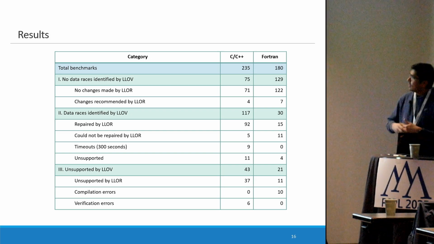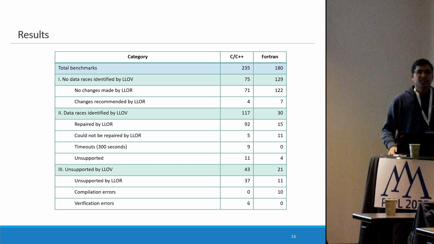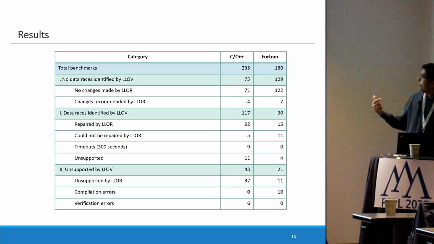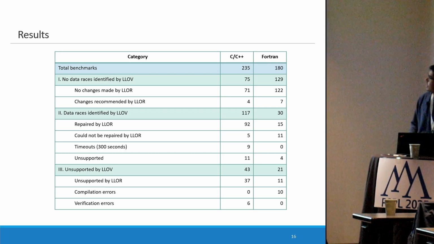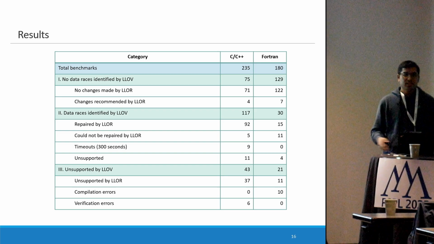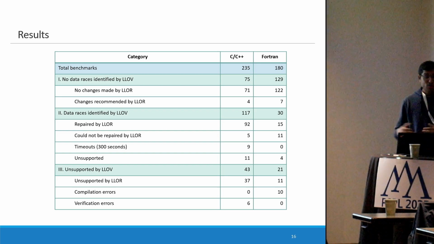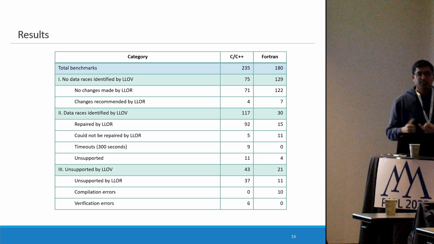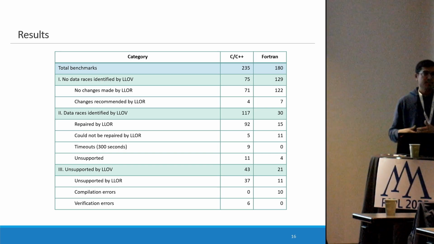So we categorize our results into 3 categories, basically. The first one is when we have no data races in the program, or the verifier says there are no data races in the program. In that case, for 70 out of the 75 C++ cases, 71 are not repaired by the repair tool, but 4 of them are repaired. This can be because of 2 things. First, it reduced some of the synchronization constructs, and without those synchronization constructs there is also no data race.